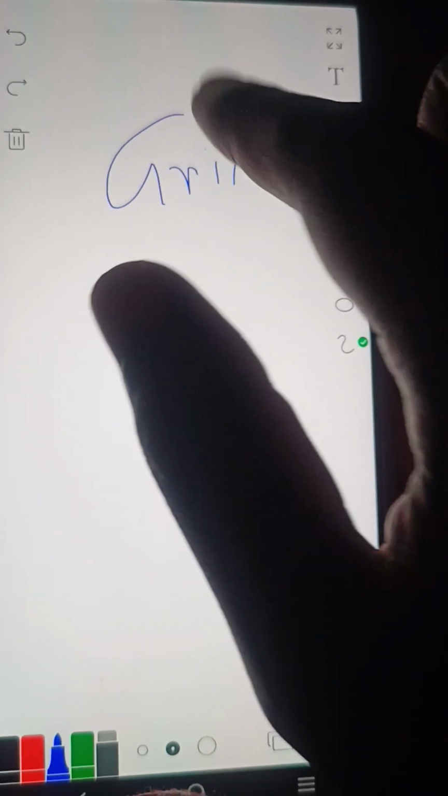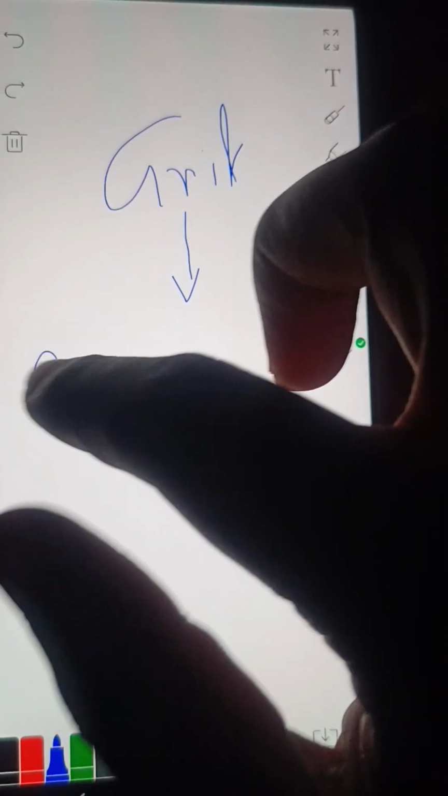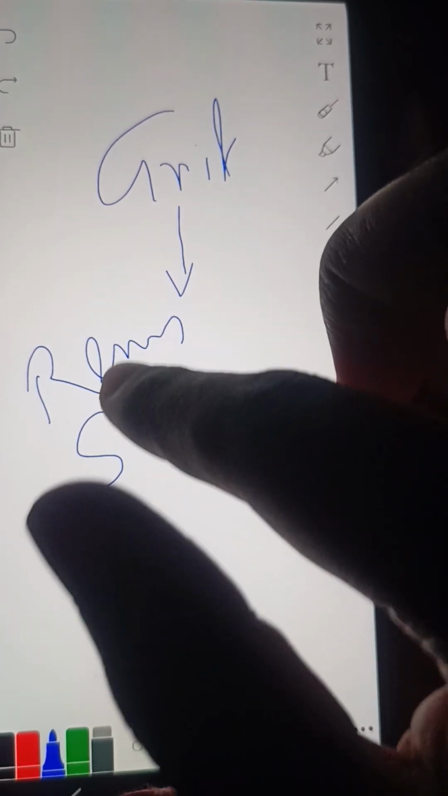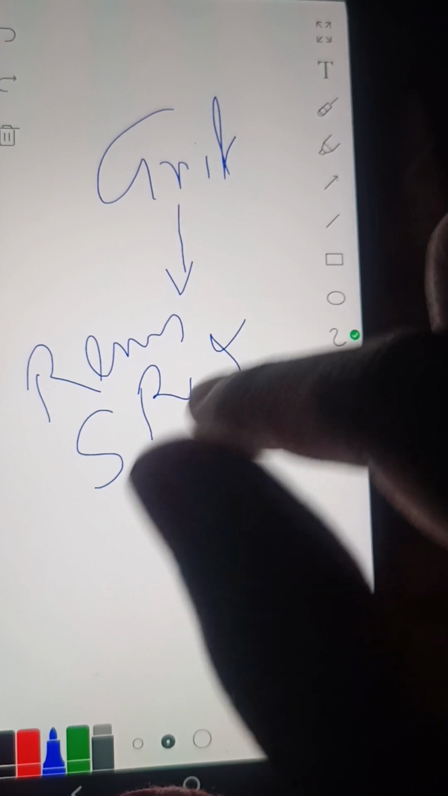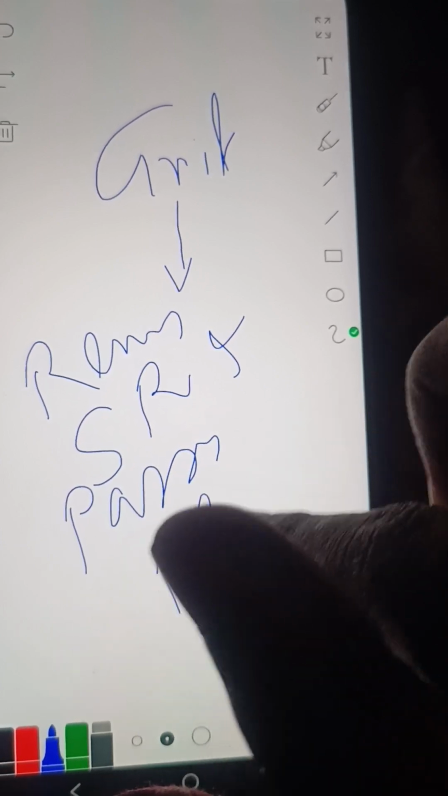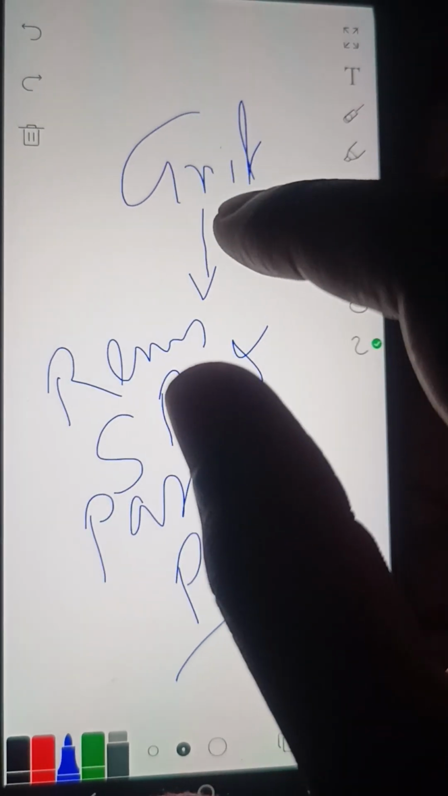So what is grid? If I say in one word, it removes secondary radiation and helps to pass primary radiation. That is the basic function of grid, thus improving the contrast.